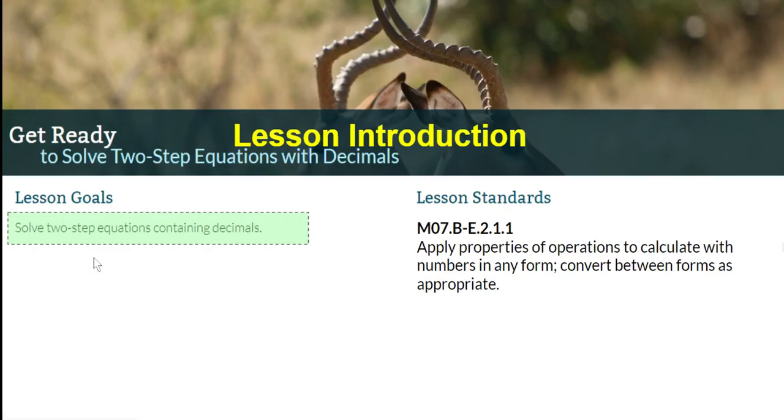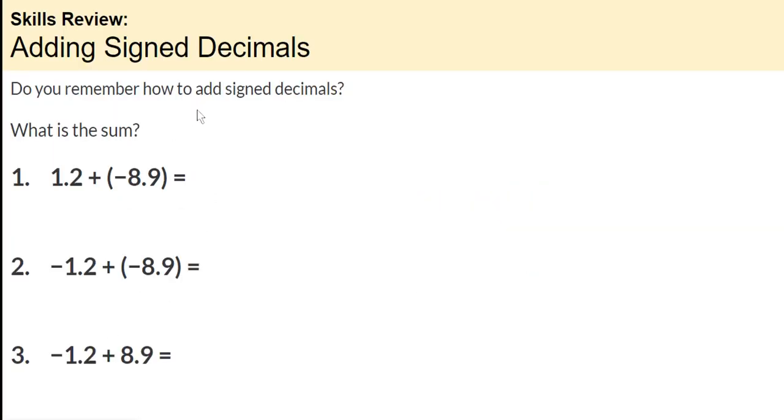Right, so our goal is to solve two-step equations like we did in our last lesson, but instead of just integers, we're going to throw some decimals in there. All right. Do you remember how to add signed decimals? Pause the video. Try to add these. They have very similar numbers, but you might get different responses. Pause the video, try it yourself, then we'll review.